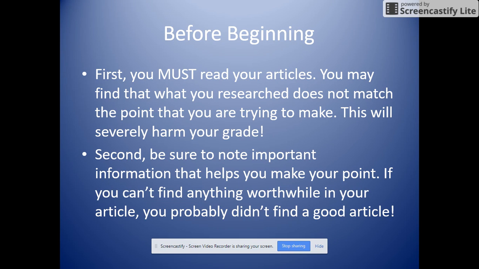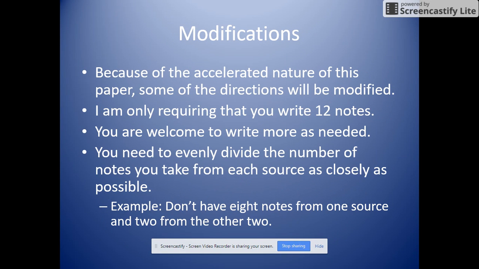Okay. You also need to make sure that you're noting important information. If you're not finding any good information in your articles, that means you need to go back and find a better article. Okay, even if you've done your citations, so be it. You don't want to ruin your entire project just by being complacent about your articles that you're using in the research paper. So, because this paper is meant to be fast, we're only going to write the 12 notes. Okay. Again, you're welcome to do more.